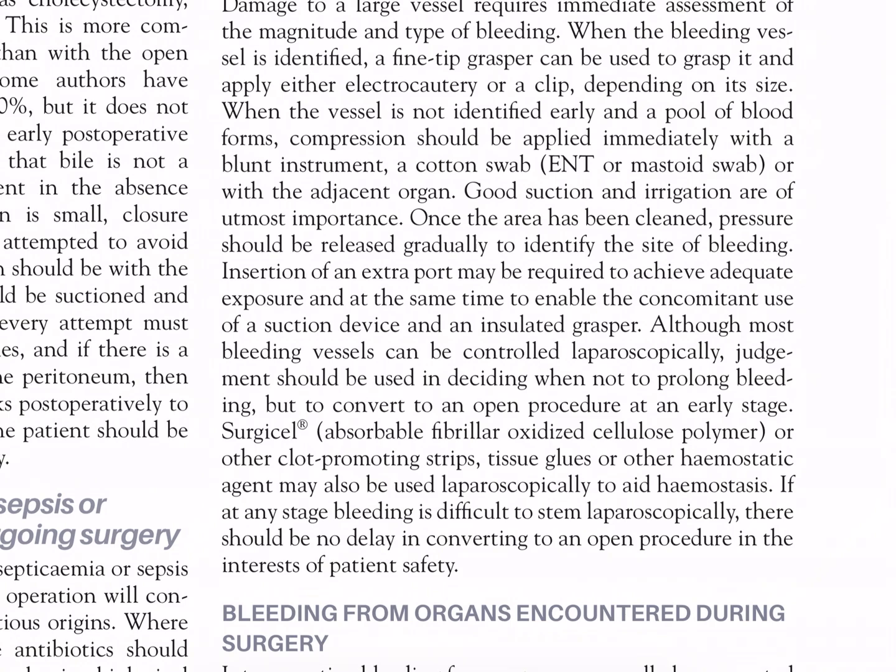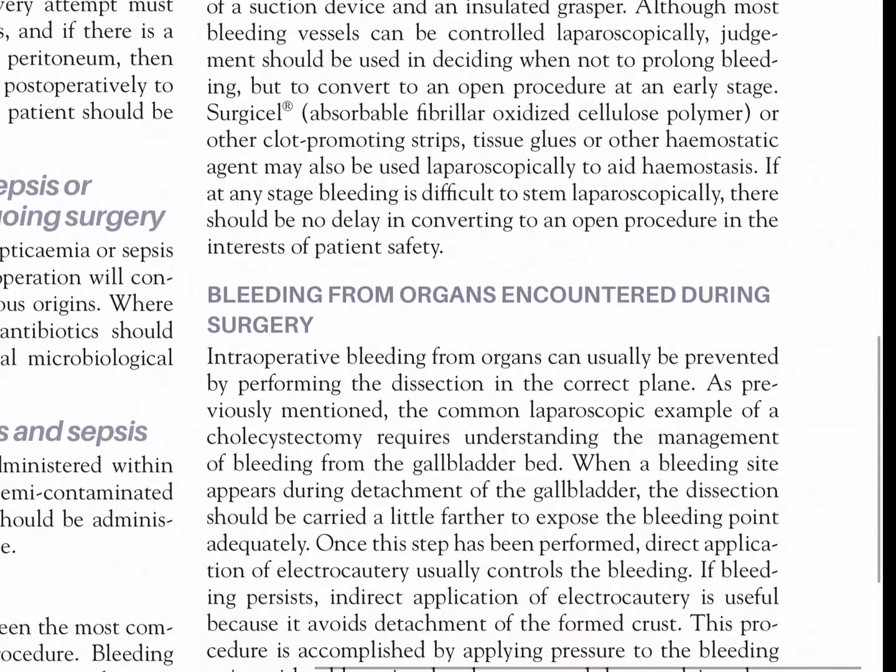Although most bleeding vessels can be controlled laparoscopically, judgment should be used in deciding when not to prolong bleeding but to convert to an open procedure at an early stage. Surgicel, absorbable fibrillar oxidized cellulose polymer, or other clot promoting strips, tissue glues or other hemostatic agents may also be used laparoscopically to aid hemostasis. If at any stage bleeding is difficult to stem laparoscopically, there should be no delay in converting to an open procedure in the interest of patient safety.